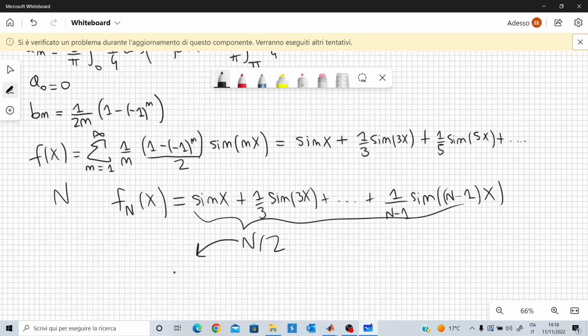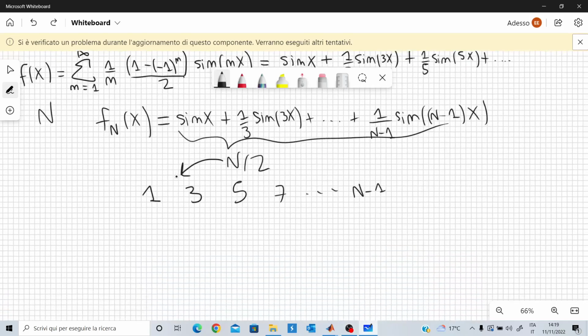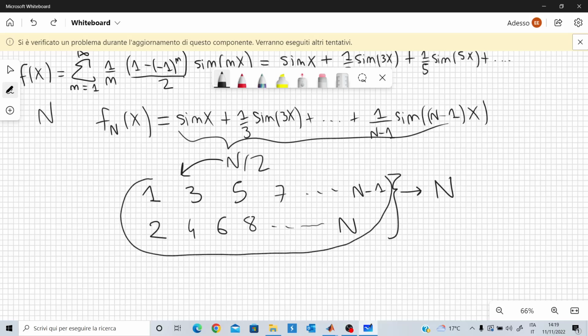These are N over 2 because we have sine of x, which corresponds to the argument where we have 1 times x. Then we get 3 from here, then we get 5, then we get 7, all the way up to N minus 1 here. And how many terms do I have? Well, if I also consider the following terms, 2, 4, 6, 8, dot, dot, dot, and then we get N, these two here are, of course, N terms, right? If we consider all these terms, then that will equal N terms.